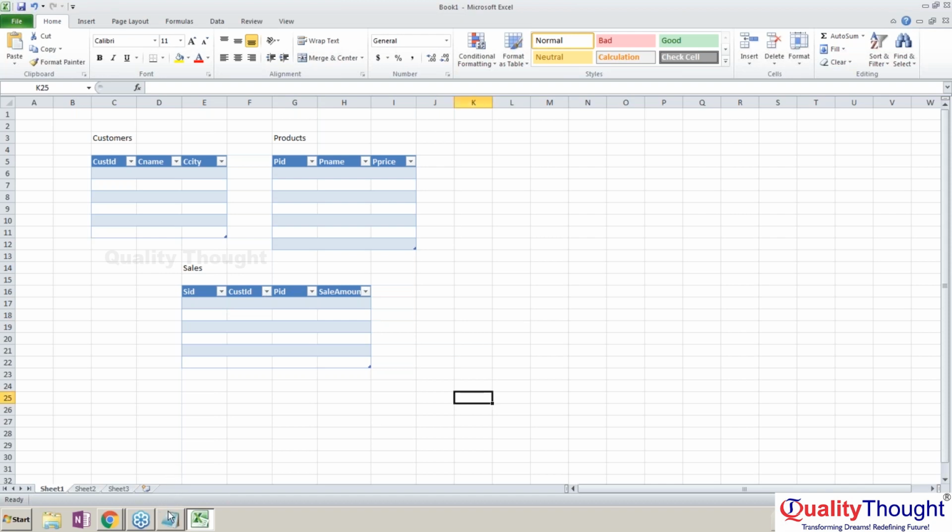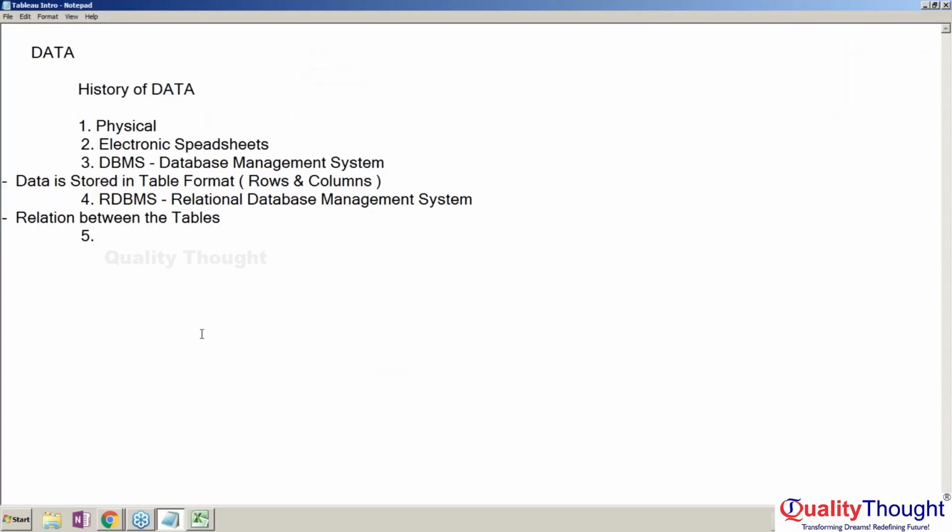Okay, now let me go back to our previous stuff. So guys, physical electronic spreadsheets, DBMS and RDBMS, and now it is ORDBMS. ORDBMS means object relational database management system. Understand? Hi Vijay Mishra.